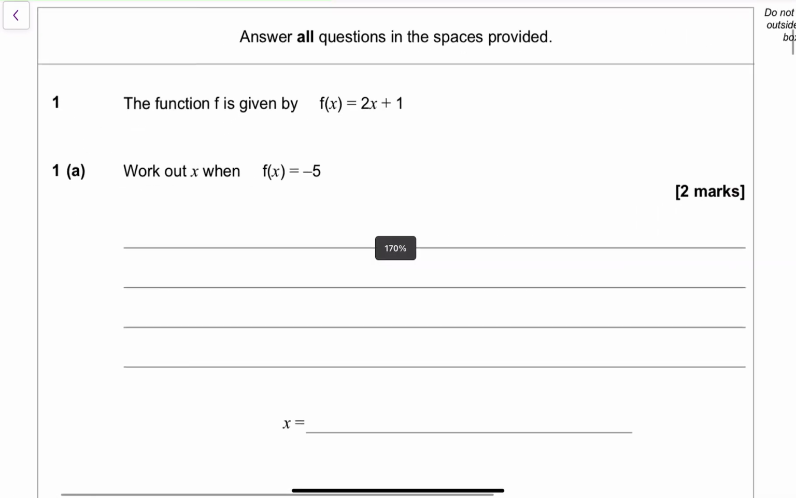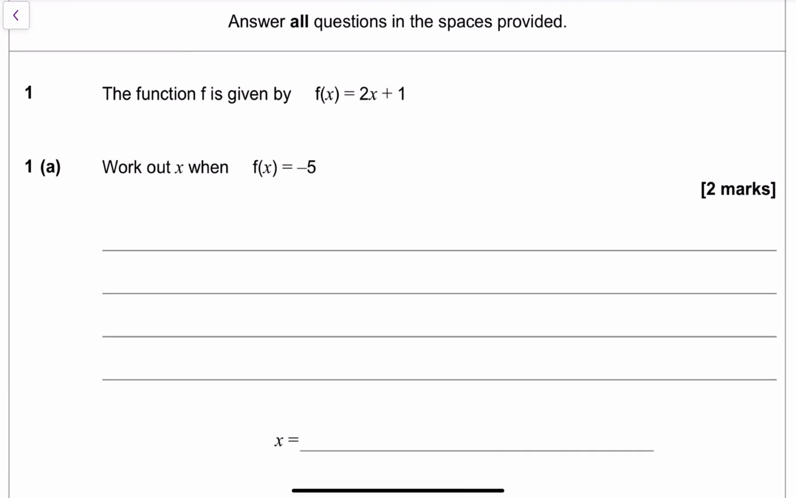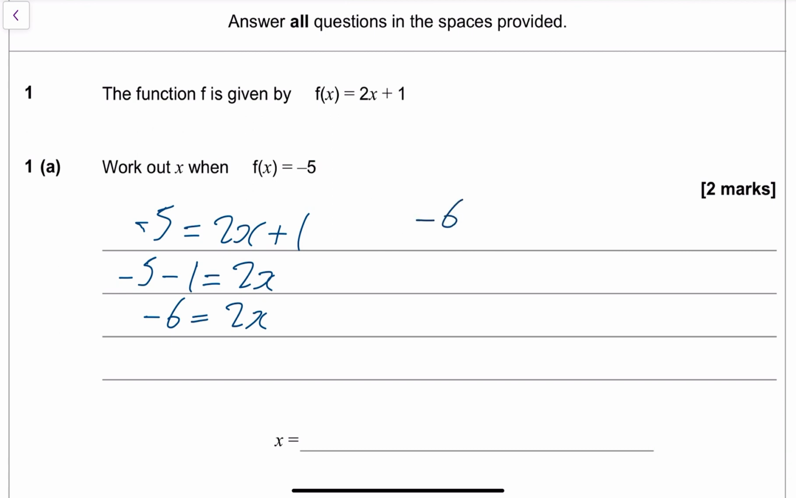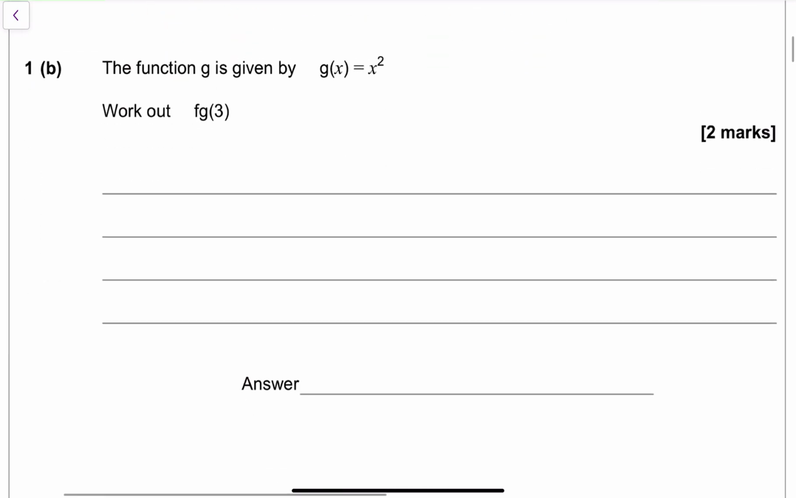Okay, first question says, the function f is given by f of x is equal to 2x plus 1. Work out x when f of x is equal to minus 5. So to do this, just put minus 5 is equal to 2x plus 1, and then it's just solving an equation. So minus 5, then minus 1 is equal to 2x, that's minus 6 is equal to 2x. That means minus 6 divided by 2 is equal to x, or x is equal to minus 3.